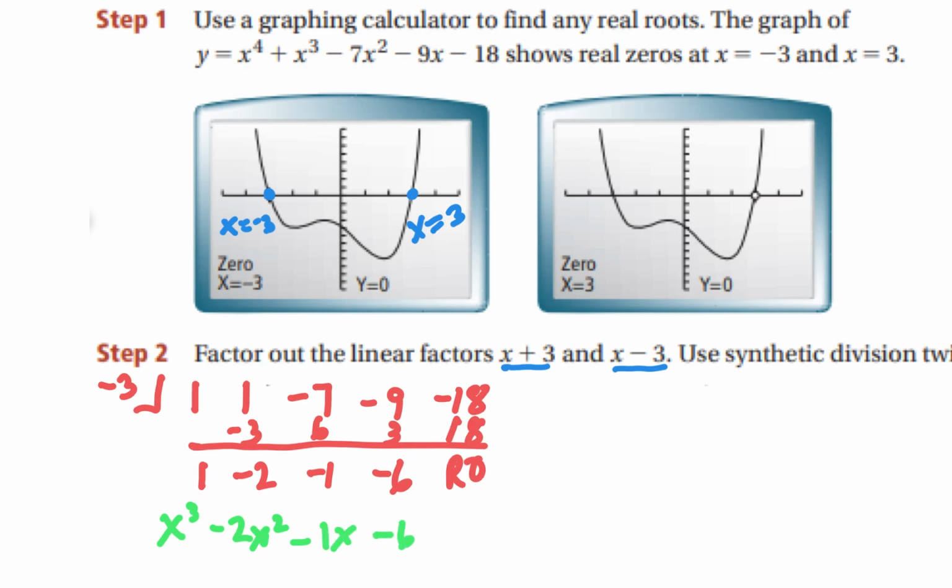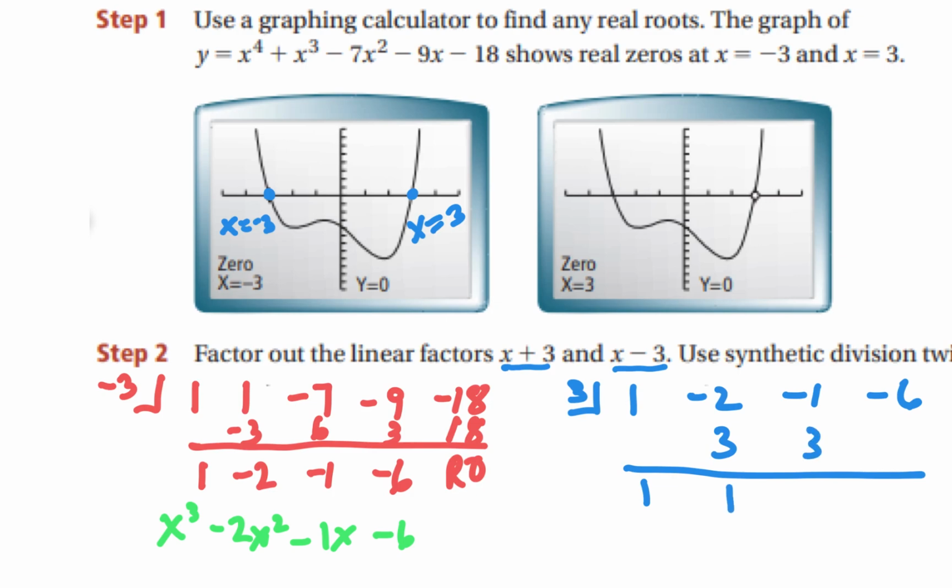So we're going to go ahead and do it again, but we're going to use 3. So we have 1, -2, -1, -6. Bring this down, so you have 1. 3 times 1 is 3. -2 plus 3 is 1. 3 times 1 is 3. -1 plus 3 is 2. 3 times 2 is 6. So it's 0. So your new polynomial is x squared plus x plus 2. And we're going to solve this for 0.